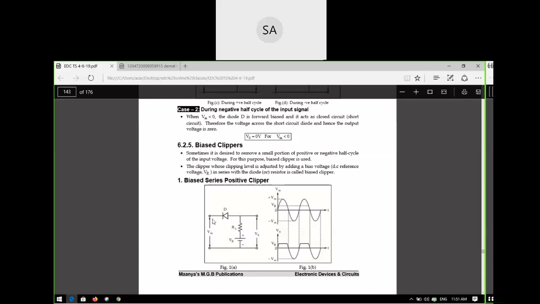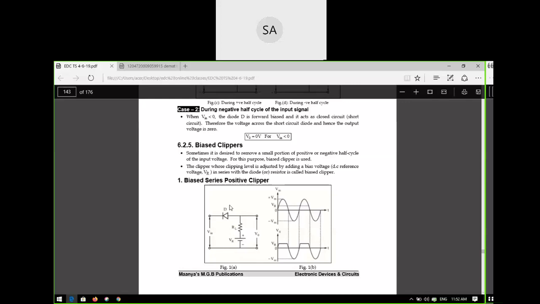So which one is it now, forward bias or reverse bias? No, not reverse. It is forward biased. Why? Negative cycle, negative is lesser, positive is higher. The anode is greater than the cathode, so it is forward bias. If the cathode is lesser than the anode, it is forward bias. If the anode is lesser than the cathode, then you call it reverse bias.